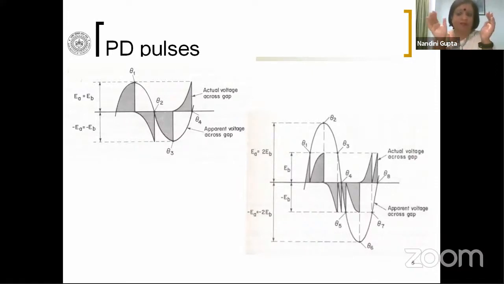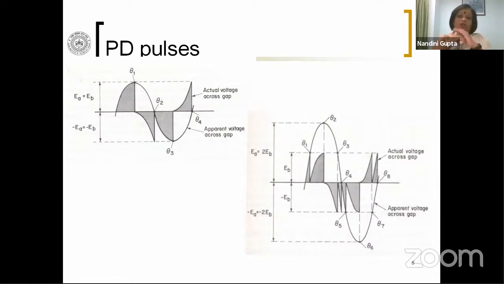For the sake of understanding, let us imagine that as soon as EA is equal to EB, the void breaks down. So at the very instant that the void breaks down, the voltage goes down to zero. Again, I'm assuming that VR is equal to zero. There is no residual voltage after breakdown happens. This is just for the sake of understanding.